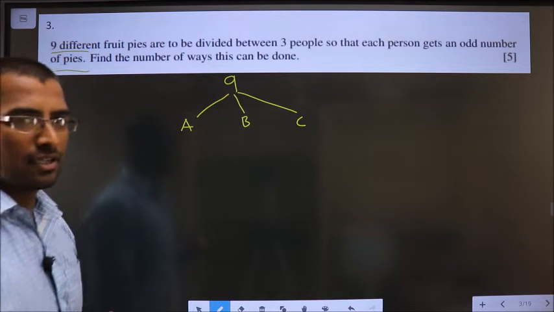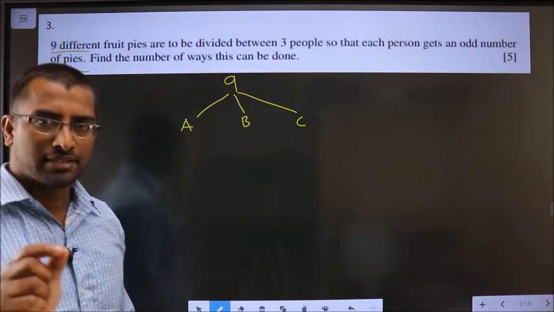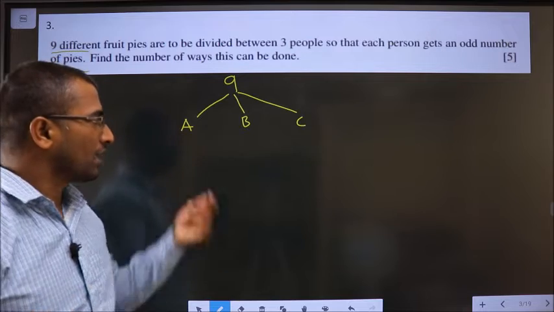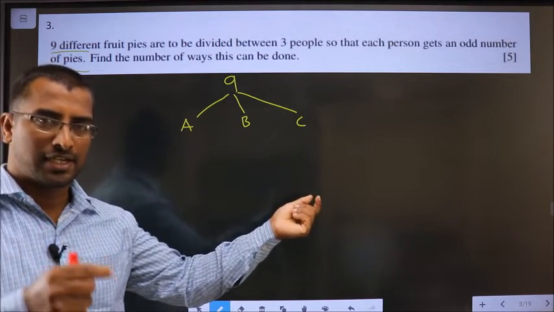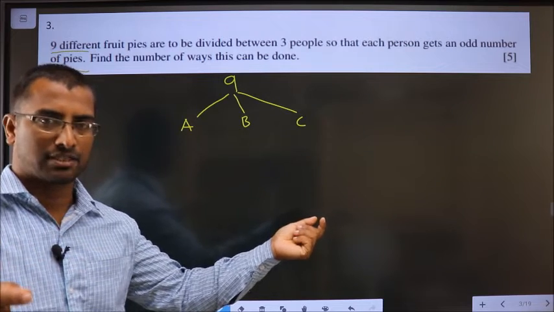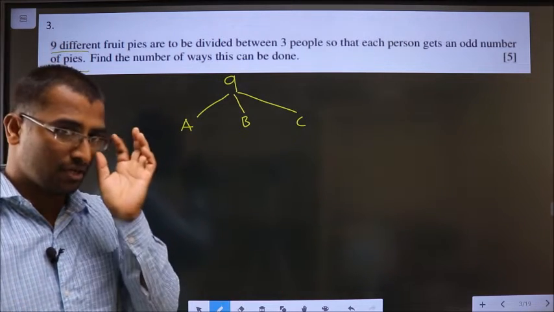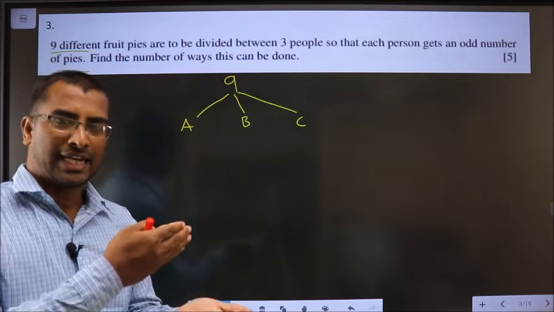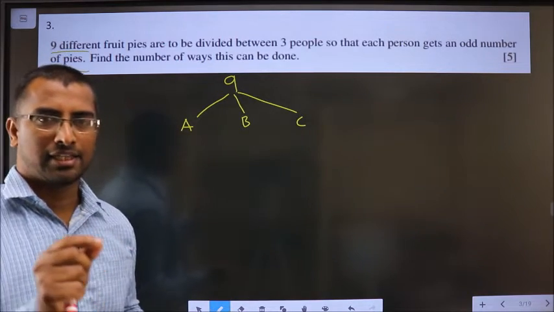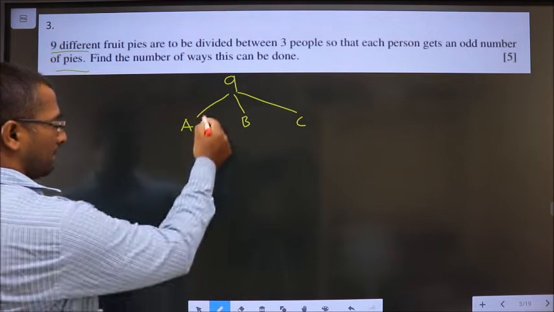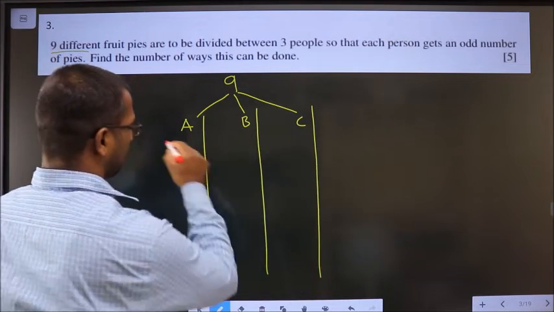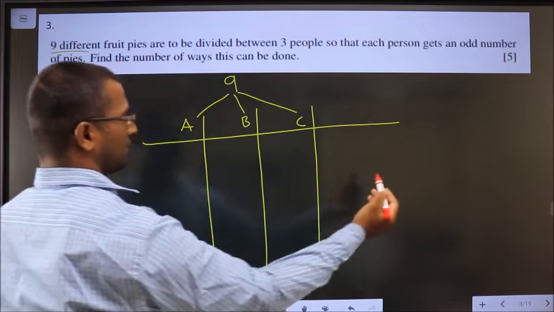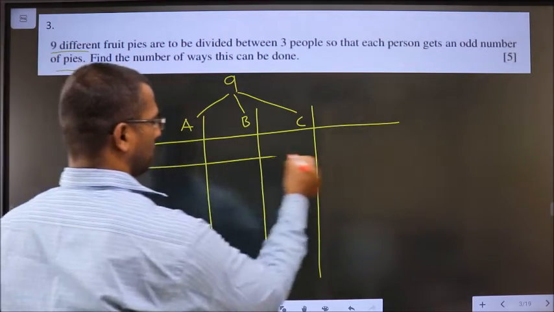Now the condition that you should always satisfy is each should receive an odd number. Each should receive an odd number of pies. Clear with the question? Okay. Now it will be very helpful if I write in the table form. Since I get multiple options, I am making a table. Okay. Let us start now.